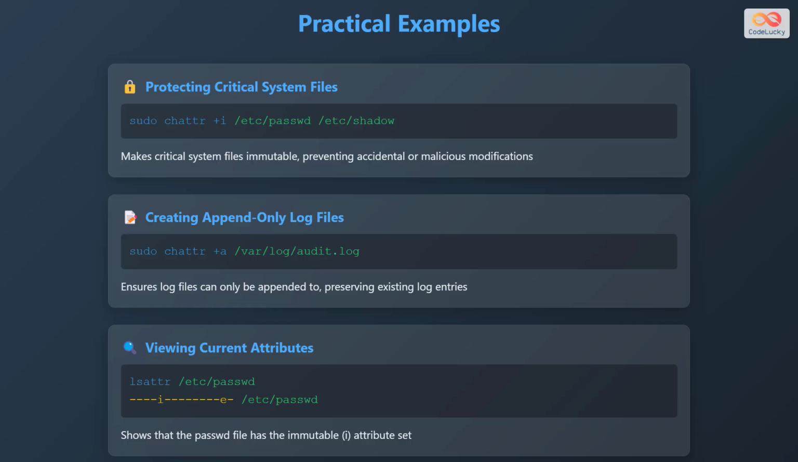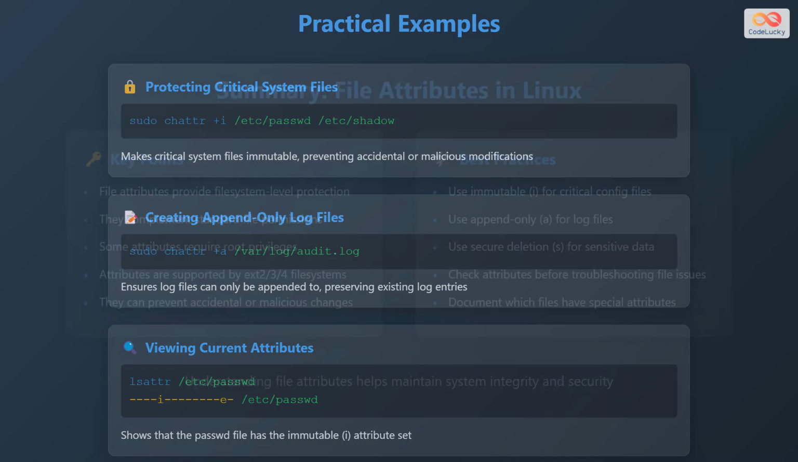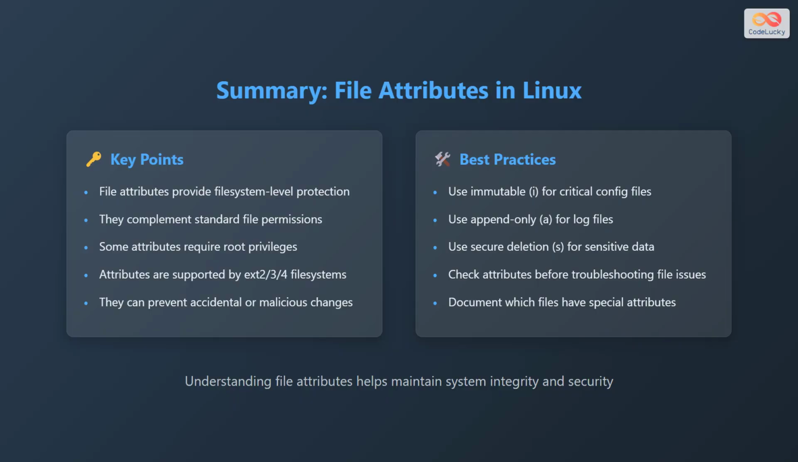To view the current attributes of a file, use the command lsattr /etc/passwd. The output of this command, a line with i and a few dashes, shows that the passwd file has the immutable or i attribute set. In summary, file attributes provide file system level protection and complement standard file permissions. Some attributes require root privileges and are supported by ext2, ext3, and ext4 file systems. They can prevent accidental or malicious changes to your files.